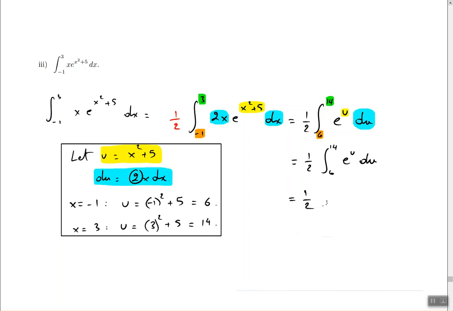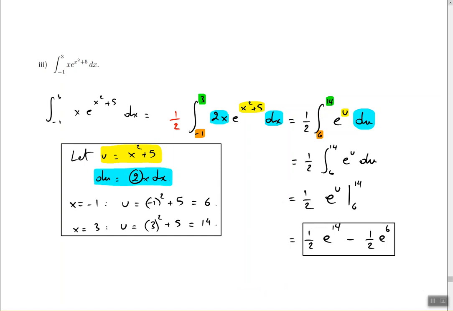And the good news is the antiderivative for e to the u is e to the u, and we're going to go from 6 to 14. So that means now we have to plug in the upper bound, then plug in the lower bound. And unfortunately for this problem, again, there's no way to rewrite it. This will be the final answer. There's no way to make it look prettier or better.